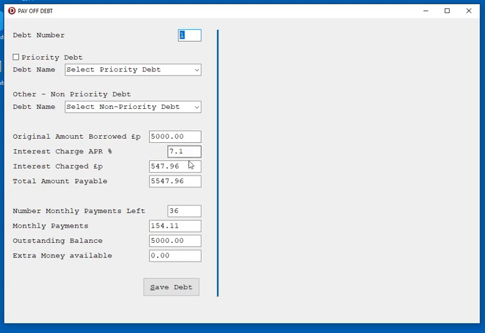The interest charge. The system will then work out how much interest you've been charged, or you can put this in yourself. Then the total amount payable over what period in months, how much you're going to pay each month. It's going to be like an ongoing outstanding balance, and this extra money will be if you've got, let's just say, 50 quid a month extra at the end of the month, you should be able to use it to pay off towards the debt, if that makes sense.